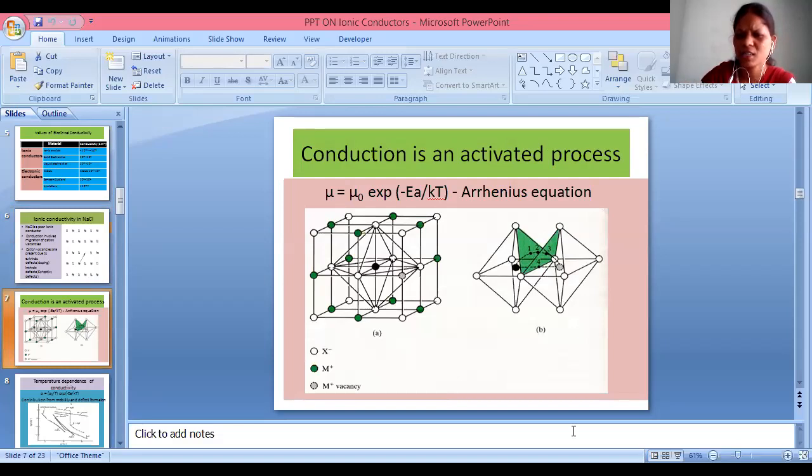That means activation energy is required for the conduction process, and the relation between activation energy and mobility is given by the Arrhenius equation, mu equal to mu naught into e to the power of minus Ea by kT, where Ea is the activation energy and mu is the mobility, as already discussed. And this is the structure of the sodium chloride crystal, where the green color is M plus, that is sodium plus, the colorless circle is X minus anion, and dotted circles are M plus vacancies. Here in the figure you can see one vacancy.